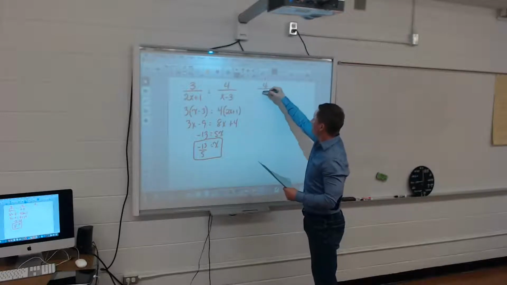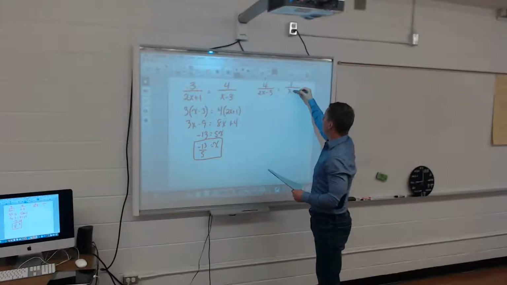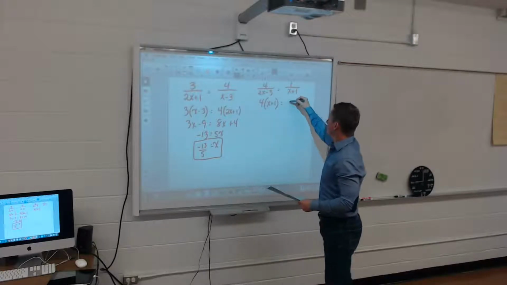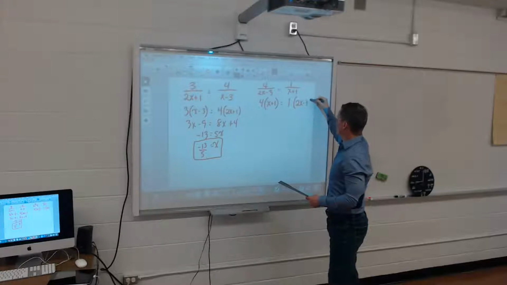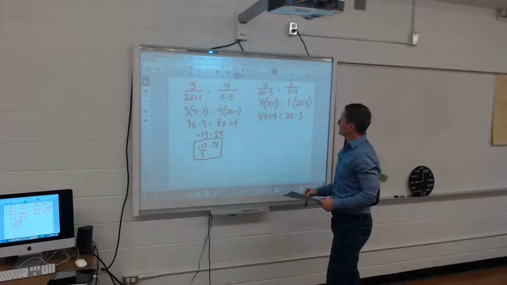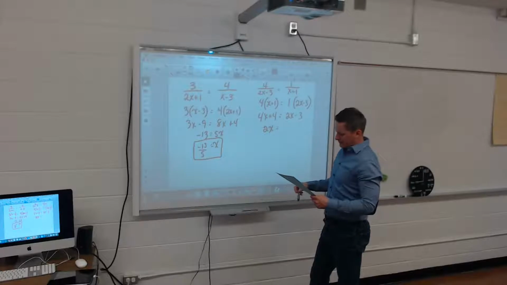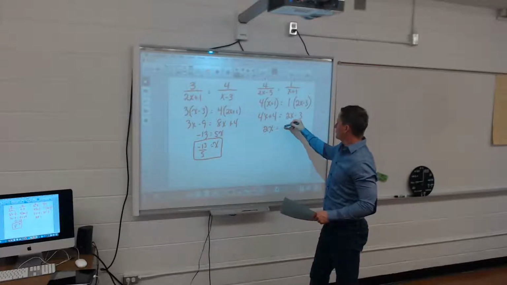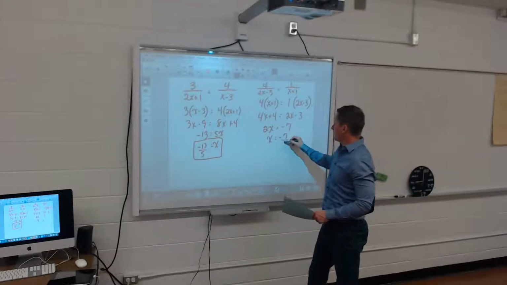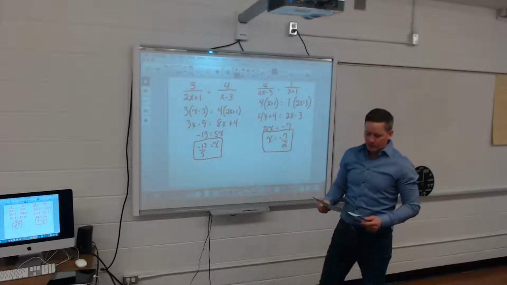Same idea. 4 over 2x subtract 3 is equal to 1 over x plus 1. Cross multiply again. X plus 4 is equal to 2x minus 3. Subtract 2x. And then subtract 4, so negative 7. X is equal to negative 7 over 2. Good.